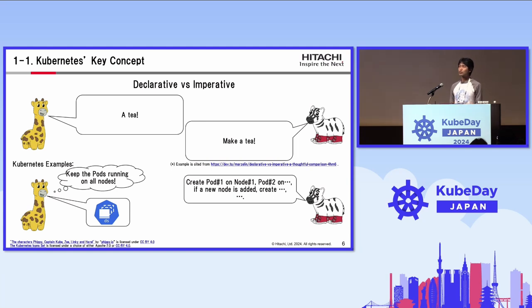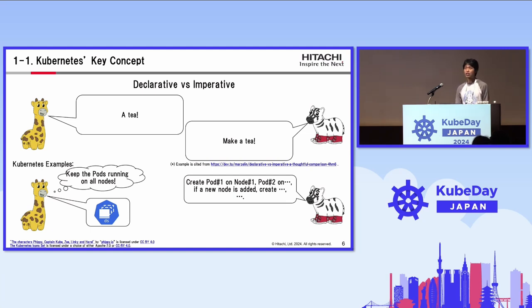Then, how does this concept look in Kubernetes? In this example, Fippy is asking Kubernetes in a declarative way. He would like to keep pods running on all nodes. Then, he just requests a daemon set. Z also wants to ask the same thing, but requests in an imperative way. To do so, she needs to request a lot of things in consideration of the current state, like create pod 1 on node 1, pod 2 on blah, blah, blah. If a new node is added, create blah, blah, blah, and maybe some more things, depending on the conditions. To consider the current state, she needs a lot of knowledge on how to handle each state. So from the user's point of view, declarative configuration has an advantage that users can use it without special knowledge.